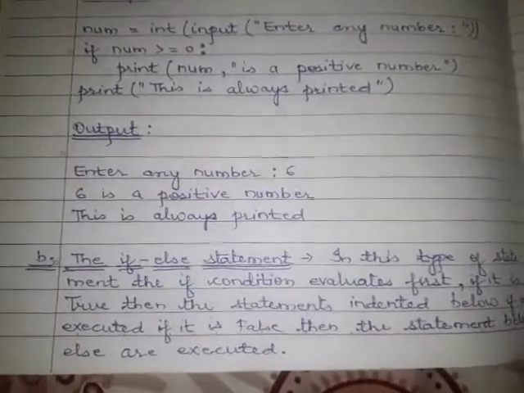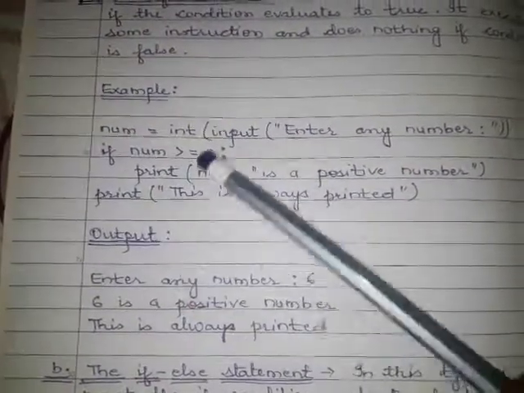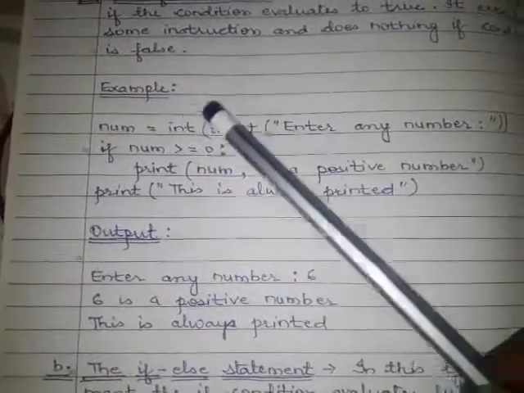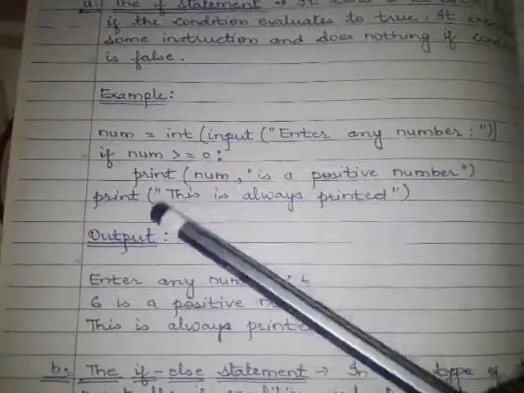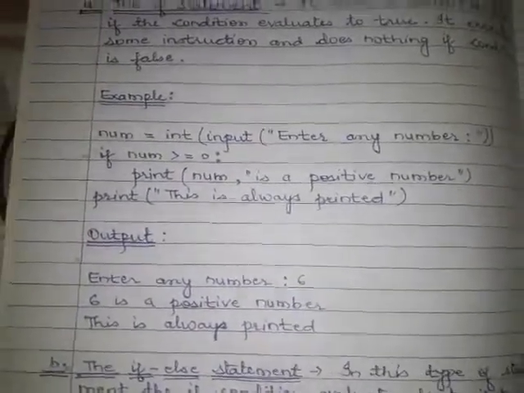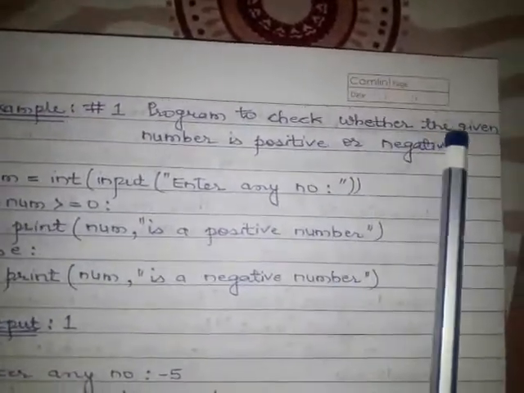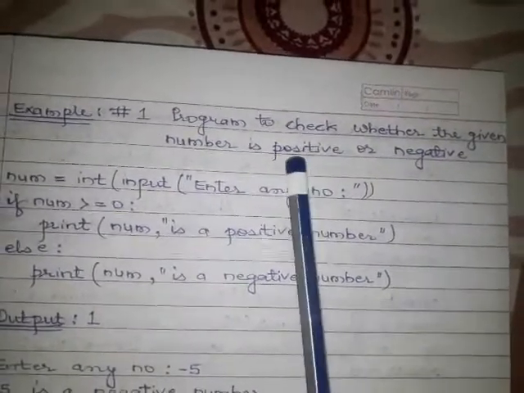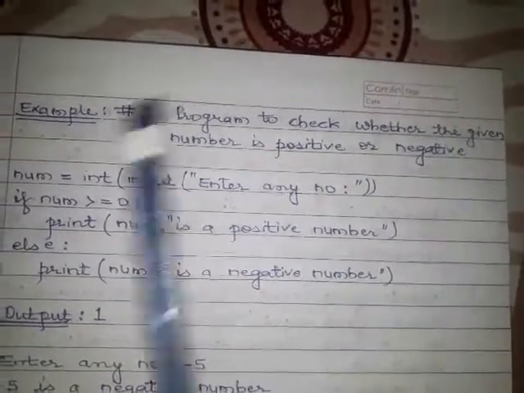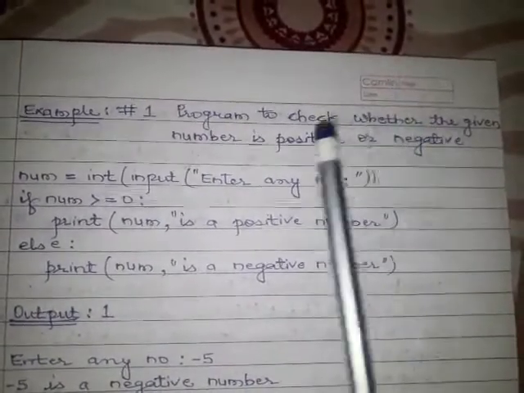Let us see it with the help of an example. Practice all these examples in script mode. Type it in script mode, then save it, then run it. This is the sequence of execution. Now this is an example: a program to check whether the given number is positive or negative. Now here we check both cases, positive and negative. In the last case we only checked whether the number is positive, but here we check both cases.